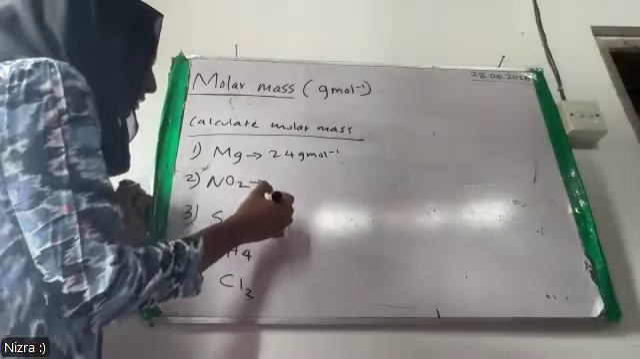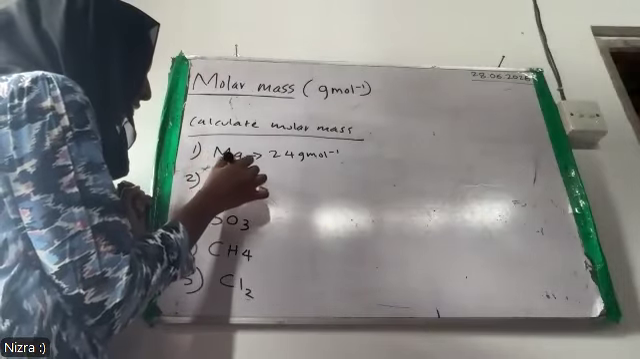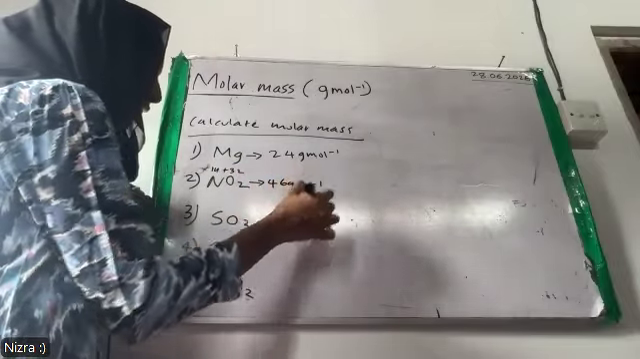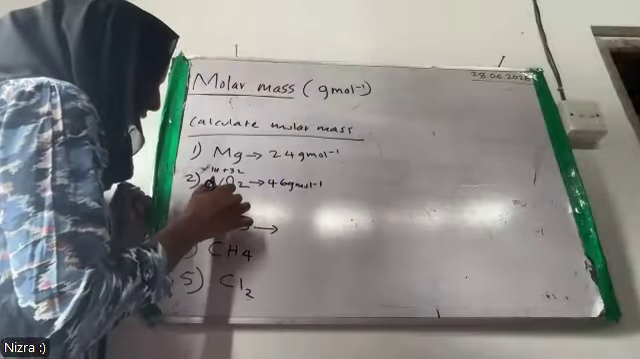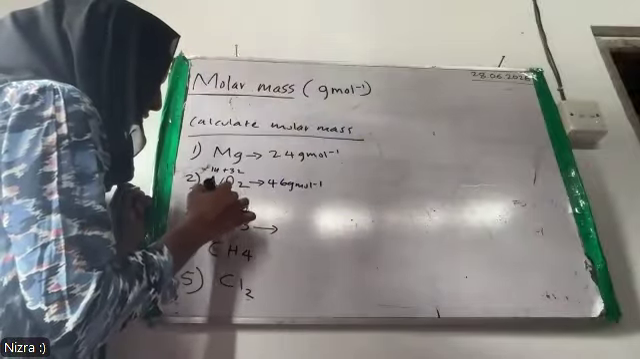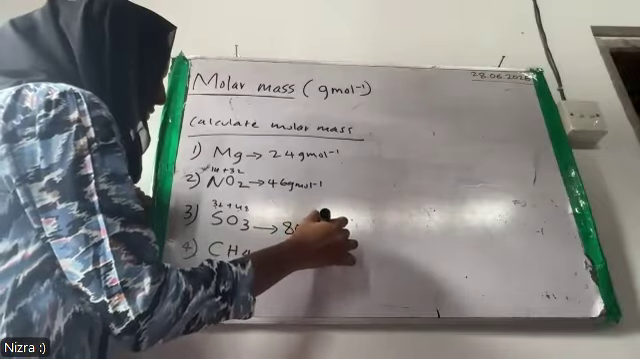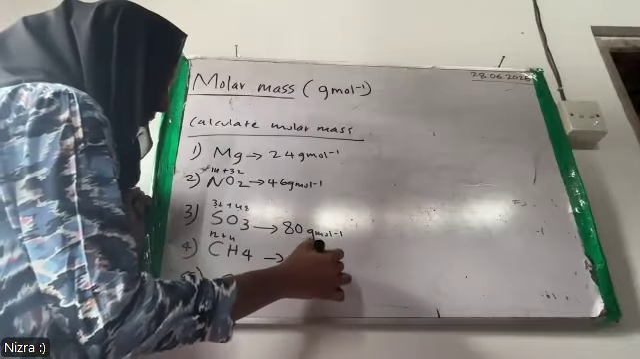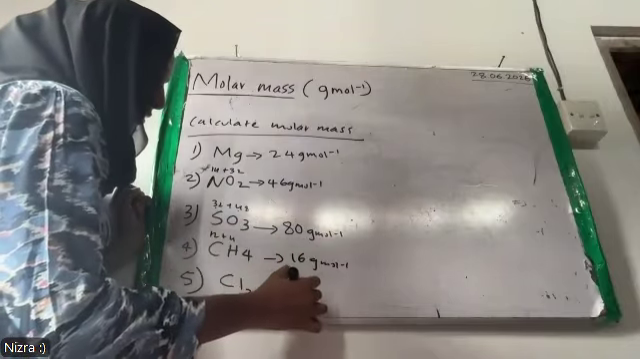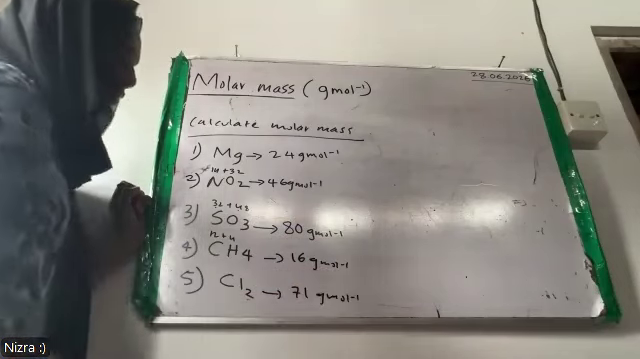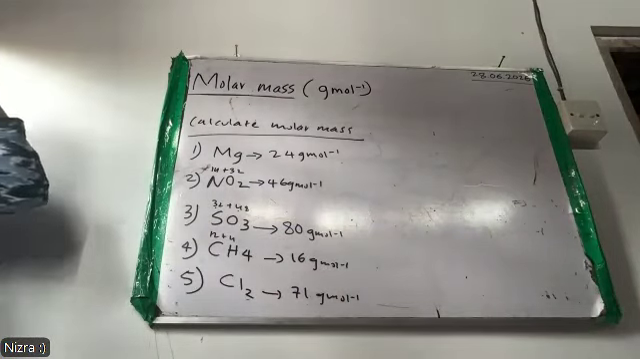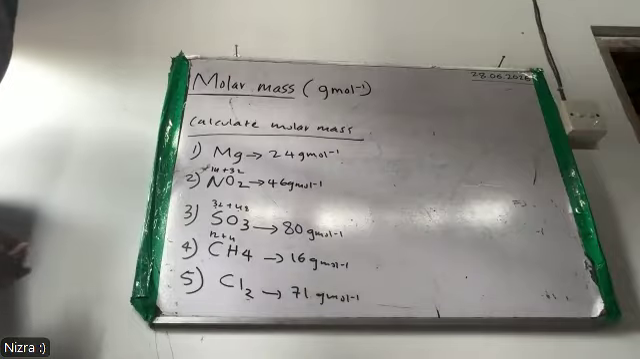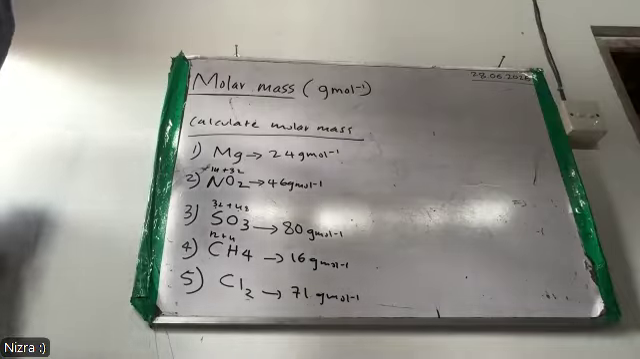So nitrogen dioxide, it has to be 14 plus 32, no? 46 gram per mole. Here 32 and 40, 80 gram per mole. 16 gram per mole. 71 gram per mole. Okay. Got them all?